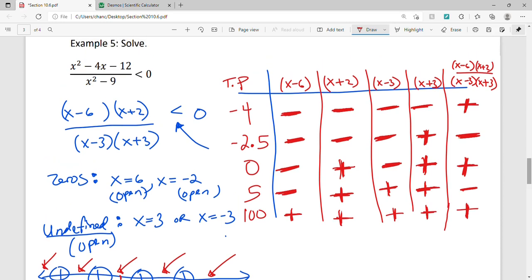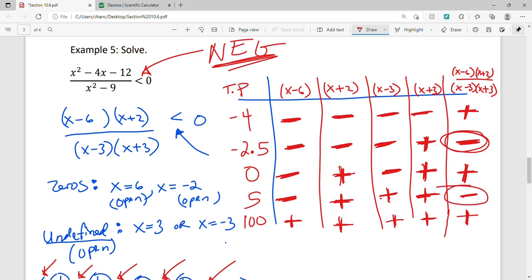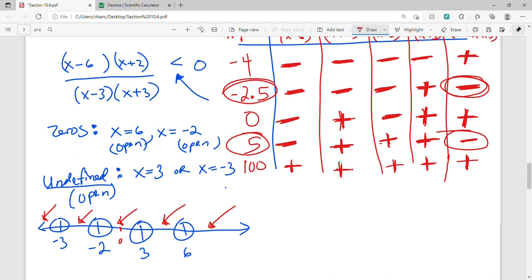Now, which ones do we care about at the end? If we look at the inequality, I like the negatives. We want all of the solutions that would create an expression that's negative. So we look at the end, this, and this is negative. So that means we're going to look at where the test point was located. The test point is located at negative 2.5, which is between here and here. We'll shade that in.